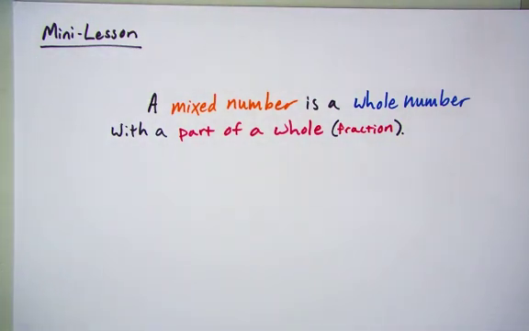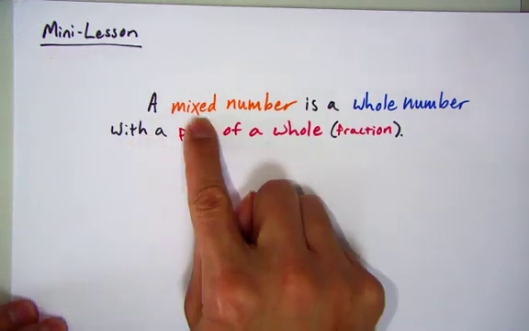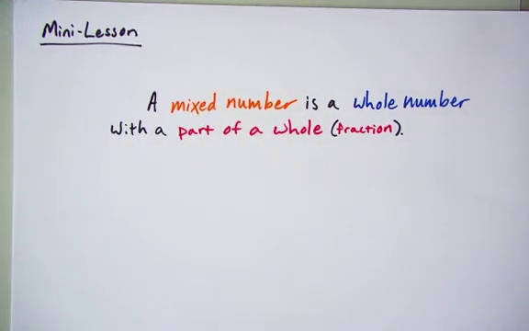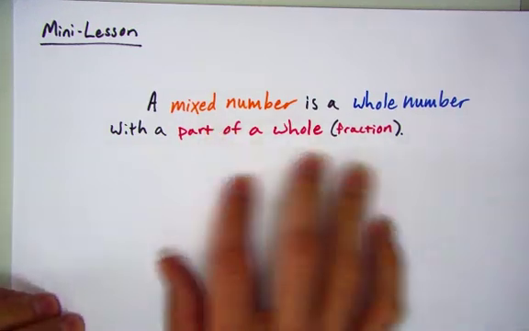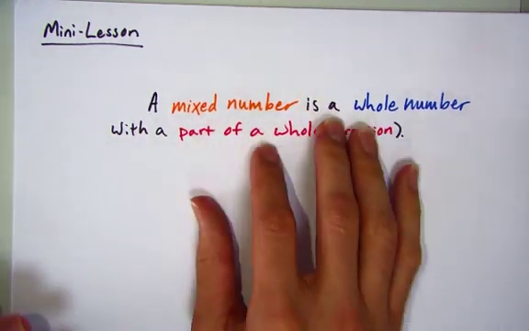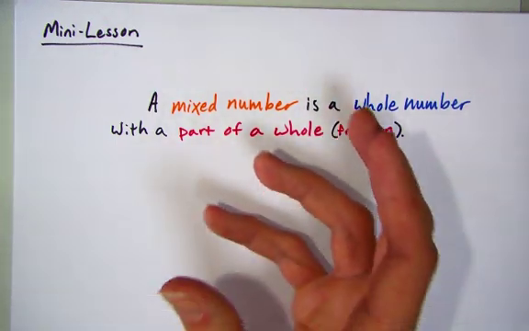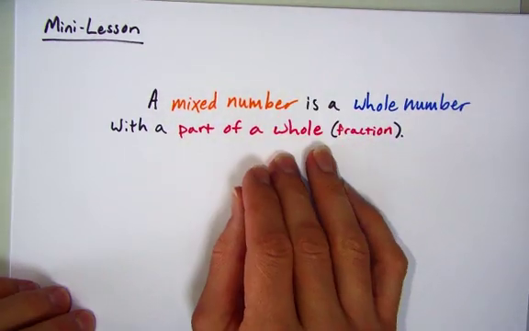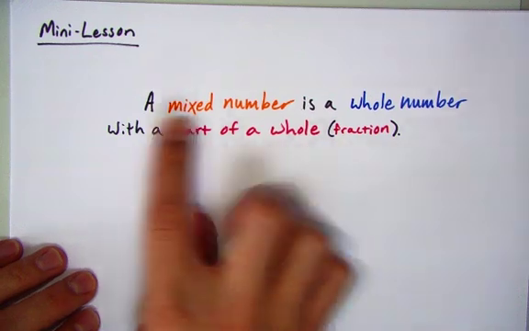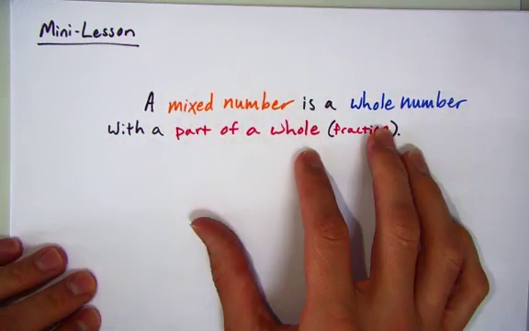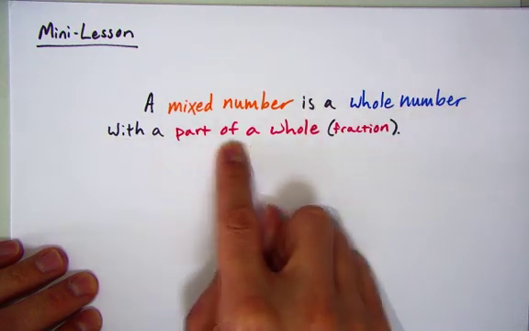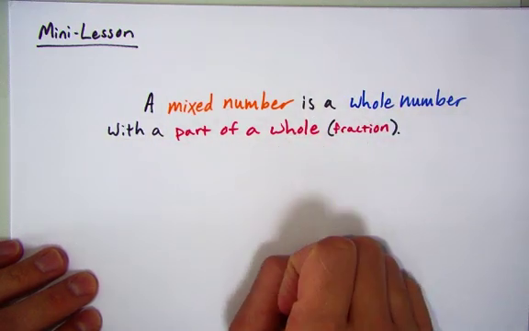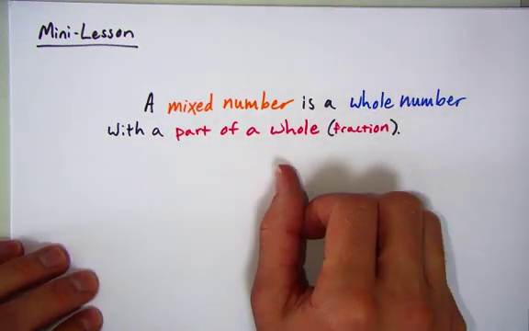Alright, third graders. This is the mini lesson for mixed numbers. So in the previous problem, in the bridge video, we discussed a story problem that lent itself to you understanding what a mixed number is. But right now I'm going to tell you exactly what a mixed number is. A mixed number is a whole number with a part of a whole, or a fraction. A whole number with a fraction.